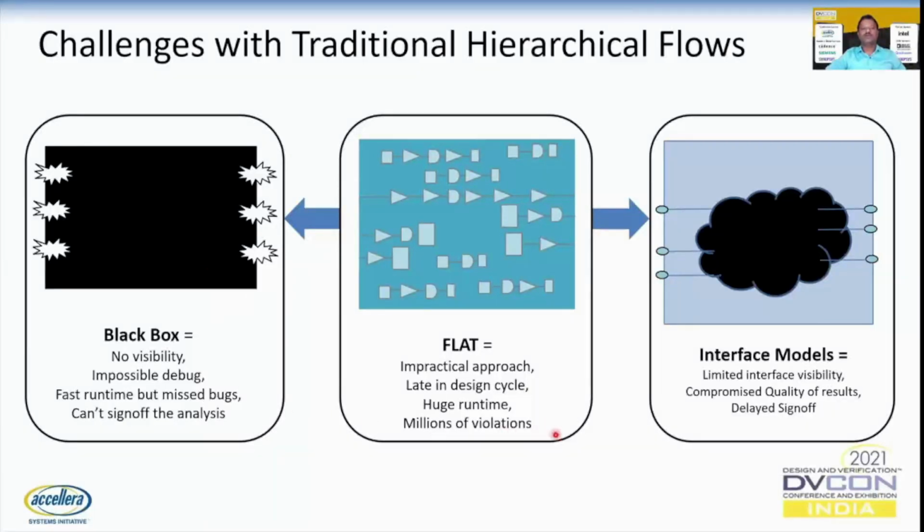Another flow used by design teams is to use interface models for IP subsystems, causing performance issues. This helps with limited visibility around interfaces, but QR is compromised. The traditional flows cause delay in design sign-off.